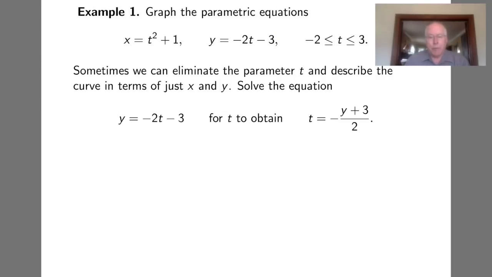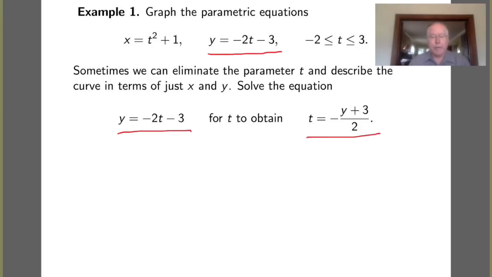A second way to produce a graph is this. We can sometimes eliminate the parameter t and actually describe the curve as a Cartesian equation, that is one involving x's and y's. Often the way we can do that is by taking, say, the simpler of the two equations, this linear one, and then solving that equation to get t in terms of x or y. So in this case, that's very easy to do. t is minus y plus 3 over 2.